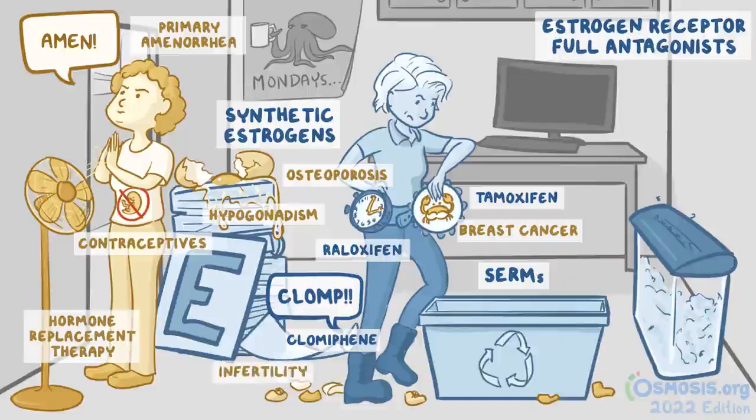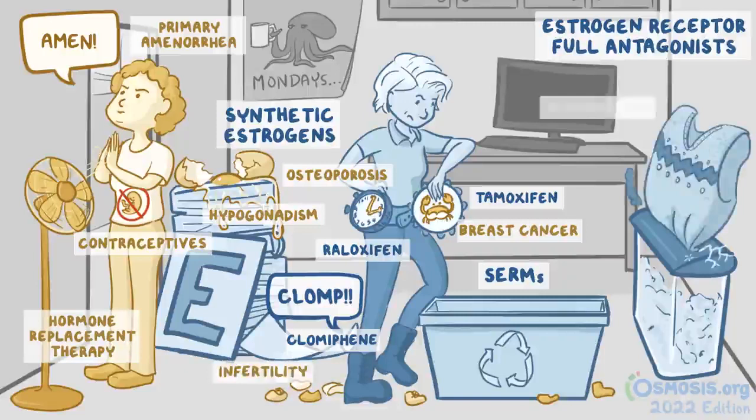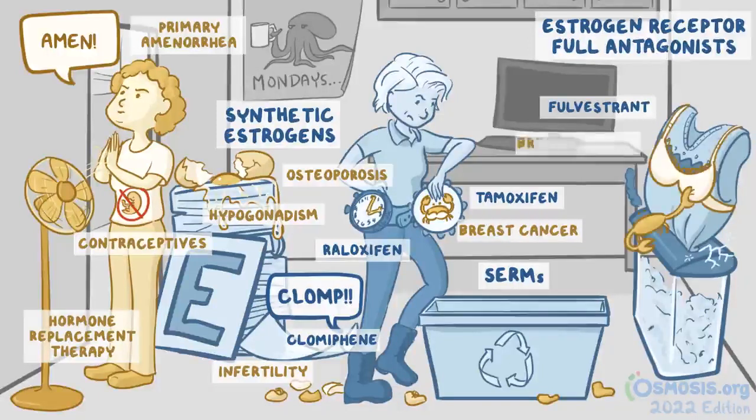Okay, finally we have the estrogen receptor antagonists like fulvestrant. So we can say the paper shredder is broken since someone dropped a vest in it. It's literally full of vest. There's also a bra with a little crab pinching onto it, since this drug is also used to treat breast cancer. Remember, both tamoxifen and fulvestrant only treat breast cancer that is estrogen receptor positive.